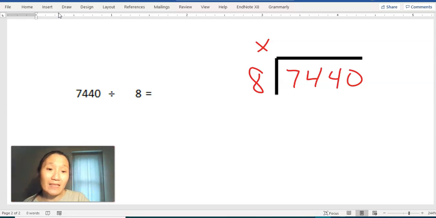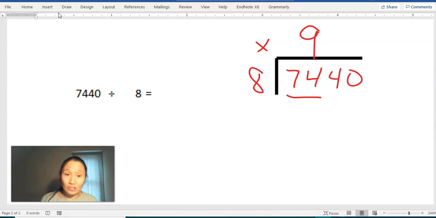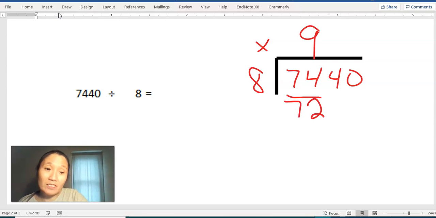So this one, you're going to underline the 74. Okay, so 8 times what gets you close to 74? I'm going to put my 9 up here, right above the 4, because that's the last digit. So 8 times 9 is 72. I put my 72, draw a line, subtract.